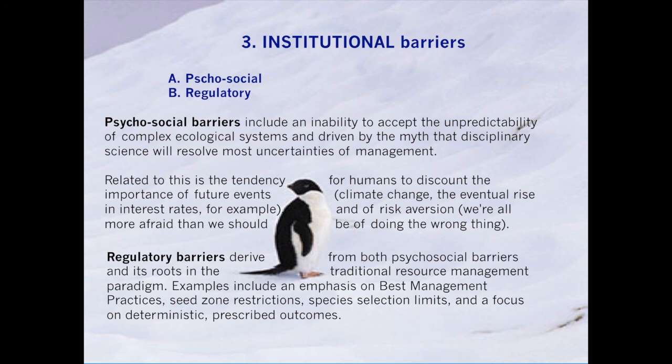But typically in the past, historically, we put restrictions on what material can be moved in and out of a particular system. The idea being that locally adapted species must be the best species to use going forward. We now know that with changing climate conditions, that's not the case. So that's a regulatory barrier that needs to be overcome. Species selection limits are also the same issue. And there's a focus on deterministic and prescribed outcomes, which we probably need to revisit.